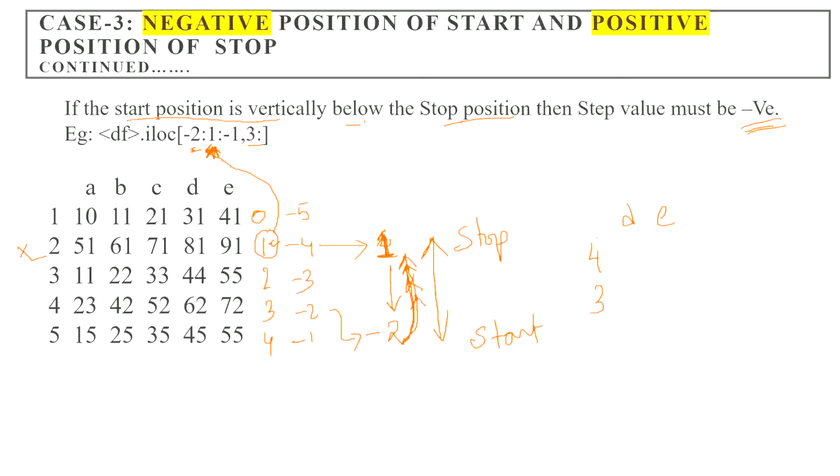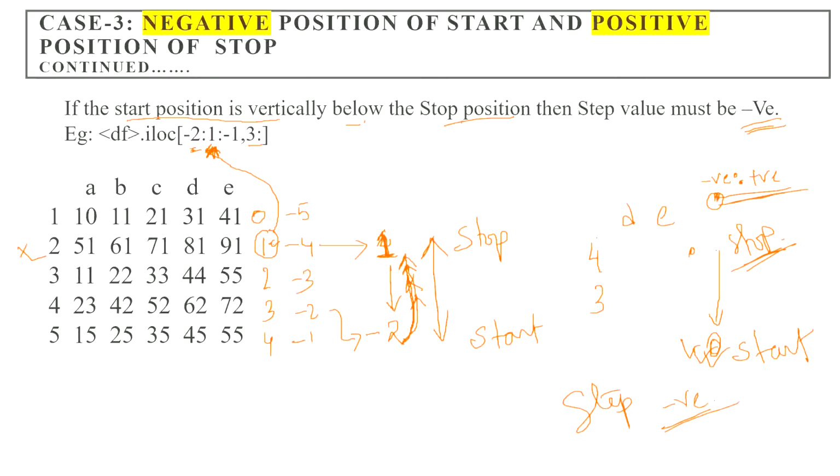So in case of negative position of start, first one is negative, then here it is positive value. In this case of slicing, we need to check the start value. Where is the start value? Vertically, where is the start value? Either here, either here. Where? So in this case, we have our start value here and stop is here. For this situation, our step value will be what? Step value will be negative. Okay, it can be -1, it can be -2, it can be anything.